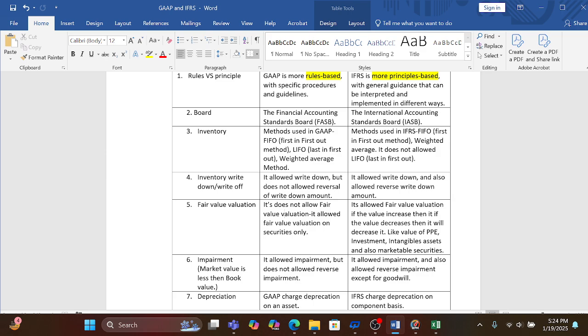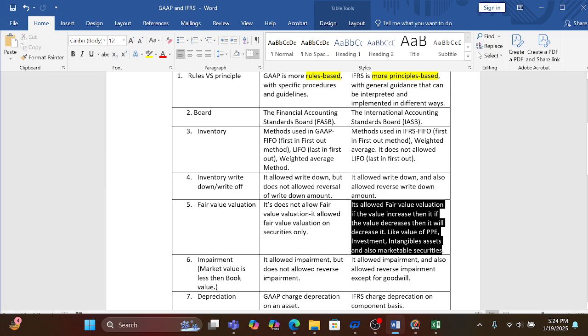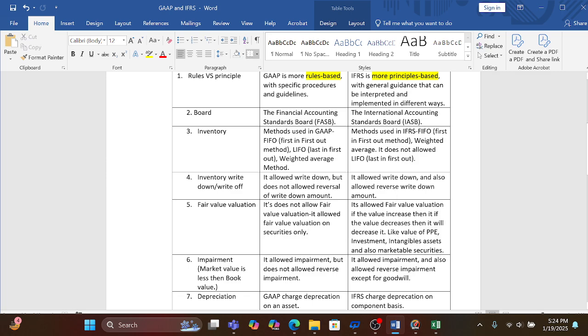So according to IFRS, we have to increase the amount of that land, because we are not showing the land at fair value. The fair value of that land is 1 lakh instead of 60,000. But GAAP does not allow increasing the value of plant, property and equipment. So here I have written that it does not allow fair value valuation. It allows fair value valuation only on securities, marketable securities.